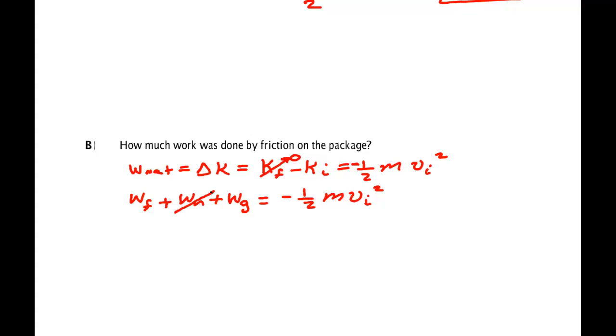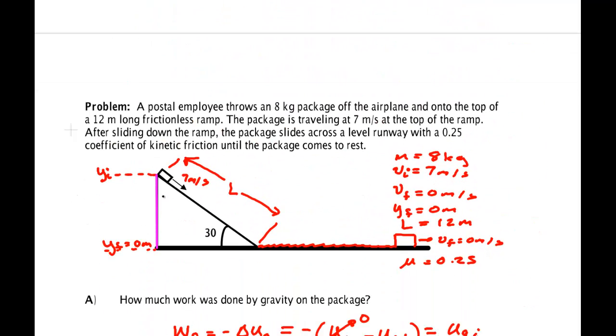But the normal force does no work in this problem. How do I know that? Let me go back and look at my diagram. Here's the displacement vector going down the incline, but the normal is perpendicular to it. So the angle between those two is 90 degrees. I might put that in there for you. So there's a delta R.